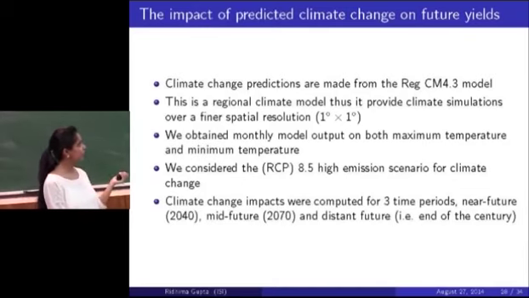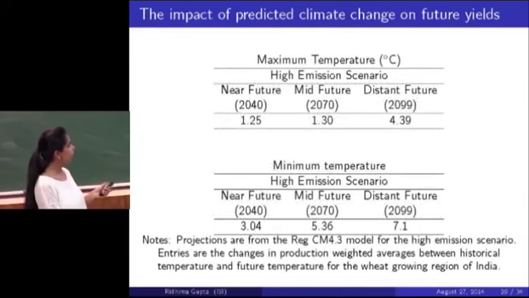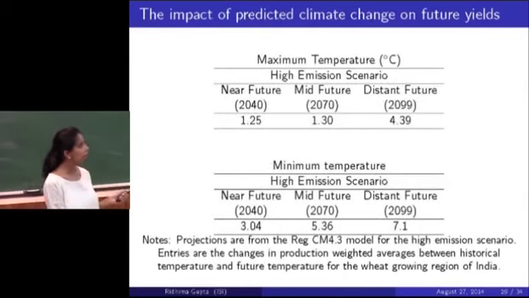Okay, so climate change impacts are computed for 3 time periods: near future, which is 2040, mid future 2070, and distant future. Relative to 1981 to 2009, temperatures in 2040 are going to be higher by 1.25 degrees Celsius on average. Similarly for 2070, 1.30. And minimum temperature is 3.04.